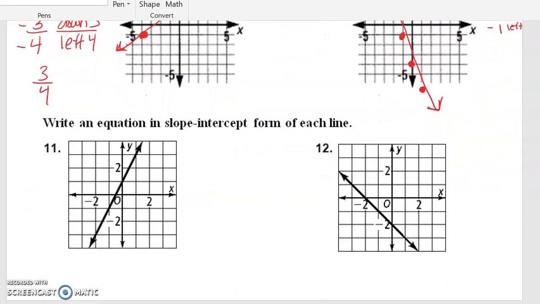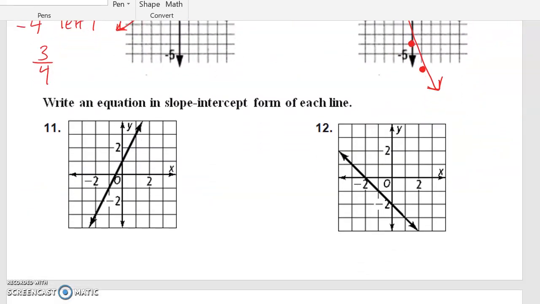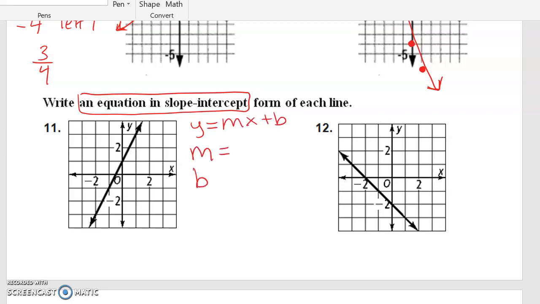Okay, last part of graphing here. Now we're going to work backwards. So we're given the line, and they ask us to write an equation in slope-intercept form. So if we look at number 11, okay, we know that our two values that we need in slope-intercept are our m and our b value. Remember that our m is our slope and our b is our y-intercept.